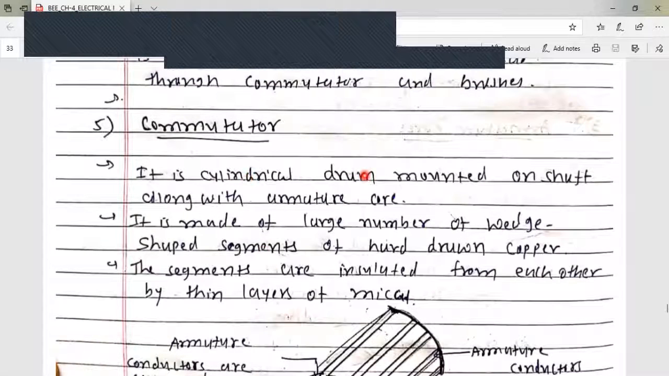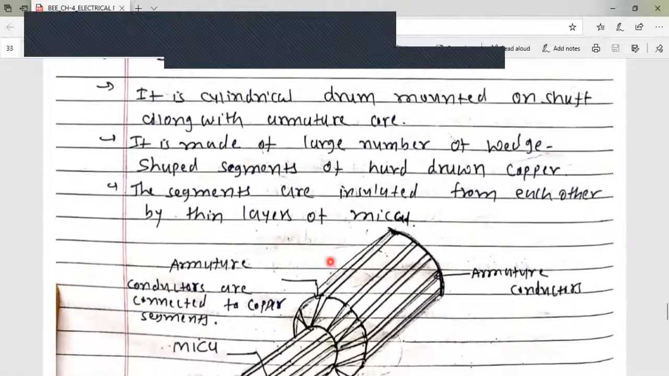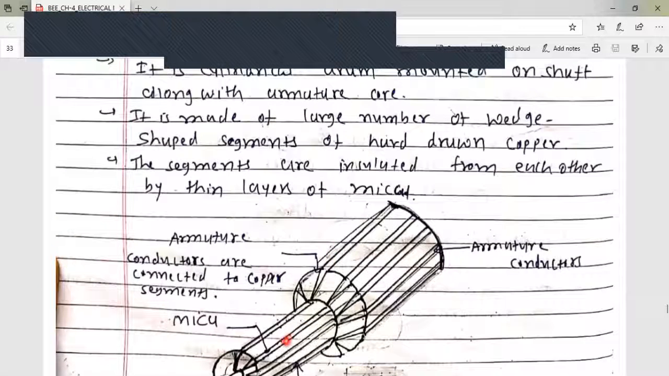It is a cylindrical drum mounted on the shaft along with the armature core. It is made up of a large number of wedge-shaped segments of hard-drawn copper. The segments are insulated from each other by thin layers of mica. See, these thin layers of mica, this is the commutator. Okay.